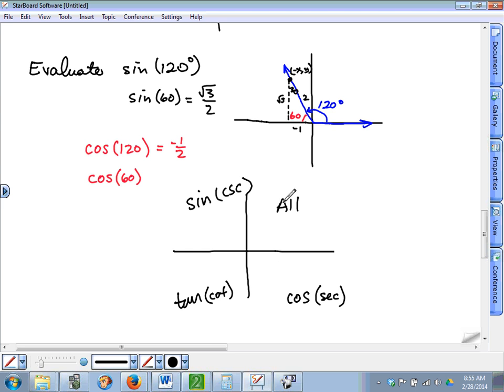what's positive where. If you just take the first letter of each of those, all students take, do you not remember this? Calculus. All students take calculus. That might help you remember what goes where. Somebody the other day came up with a new one in one of my Algebra 2 classes. All seminary teachers care. But no, it's all students take calculus.